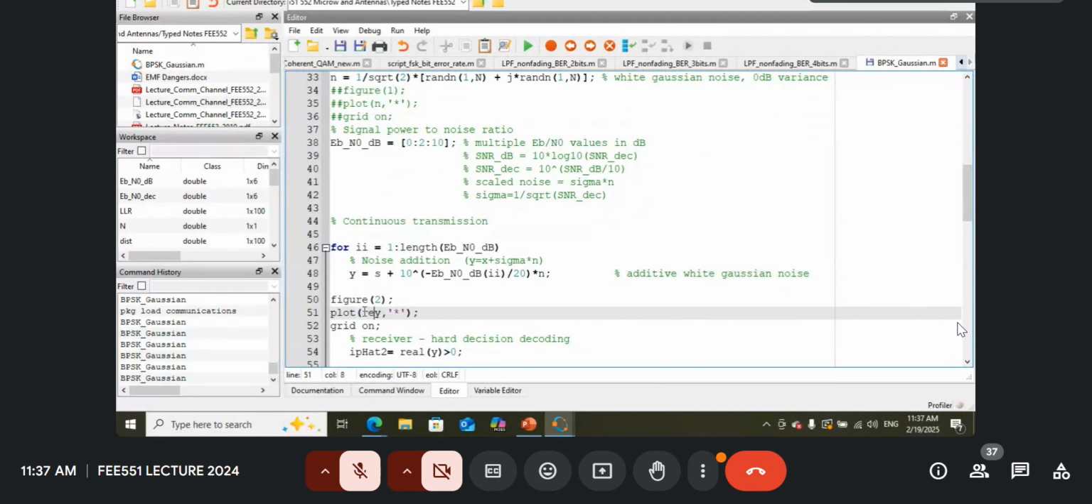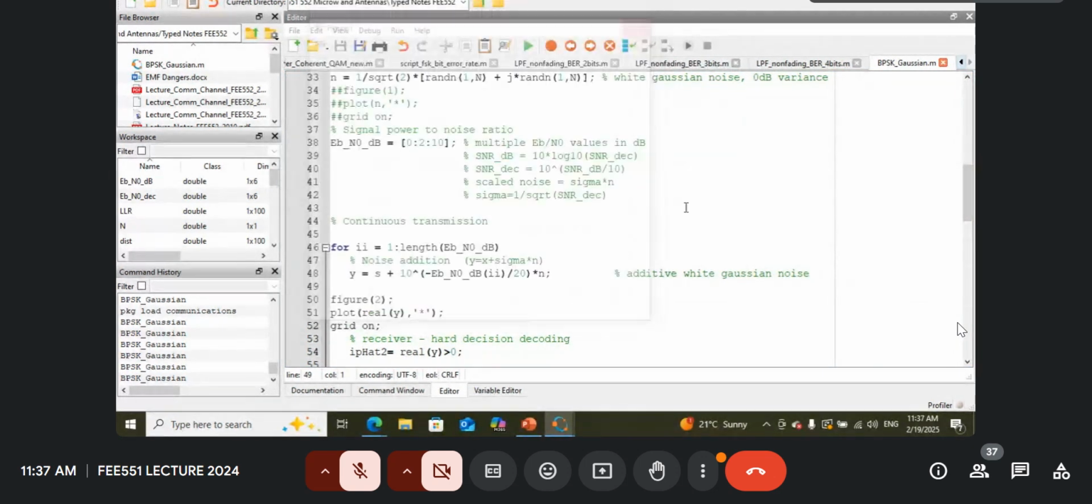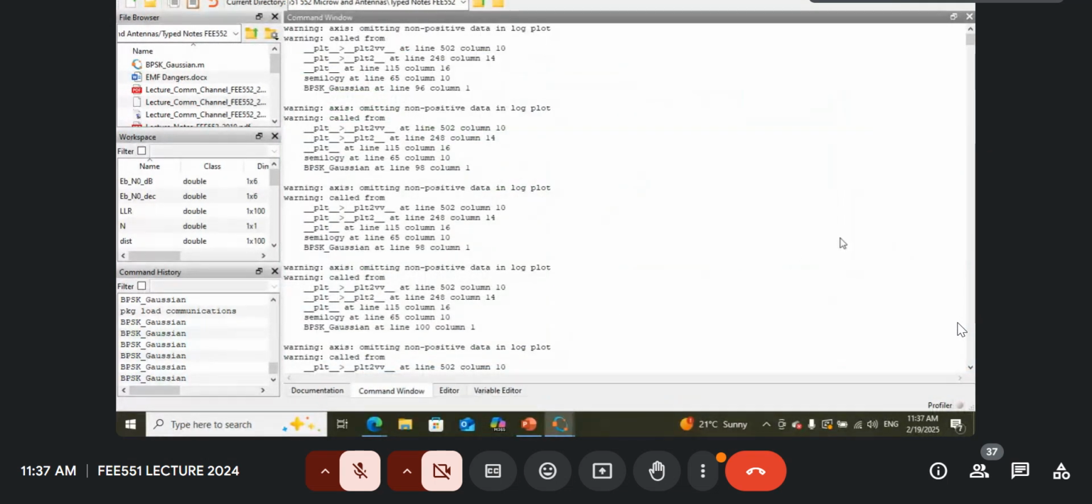But if it was QPSK, we have to use both, because normally QPSK is a complex number that we use to determine the symbols. But for BPSK, it's just a 1, so it's just a real value. That's why we are saying real. Let's see the command window.